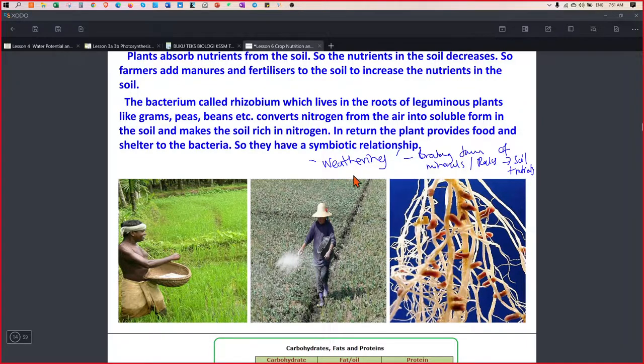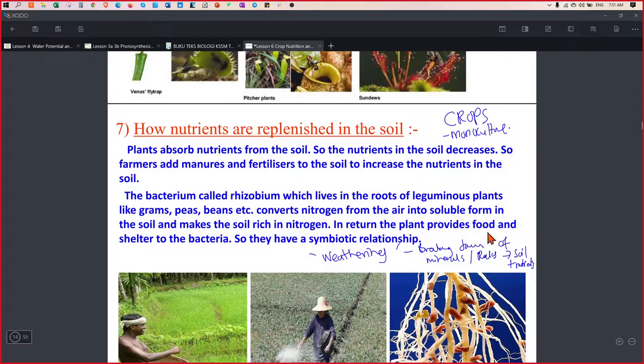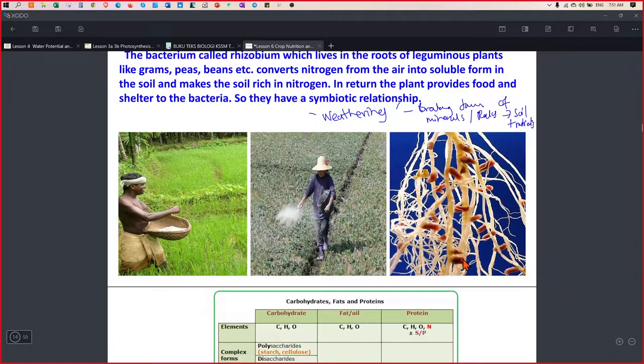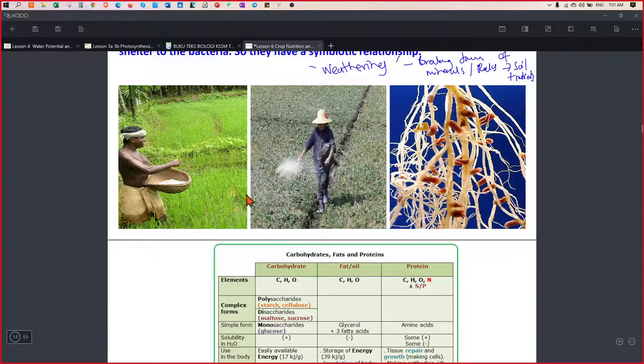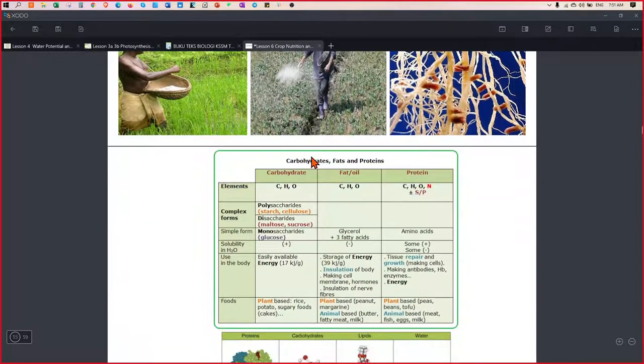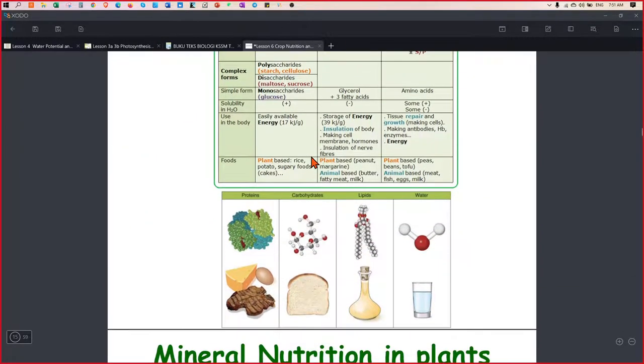However, this process is rather slow and it takes time to happen. Okay, but in the monoculture, you need to grow things very fast, right? So that's why you have the fertilization program.